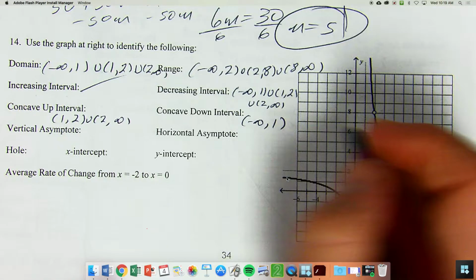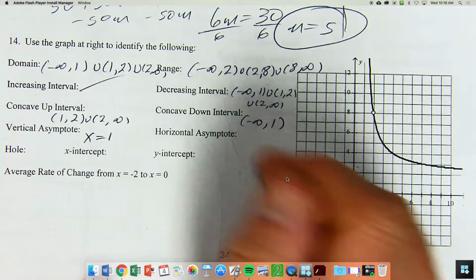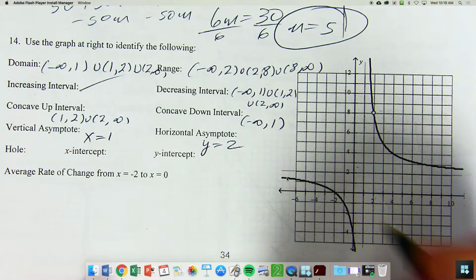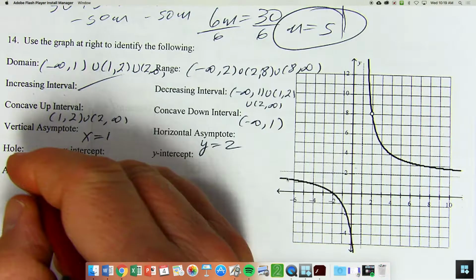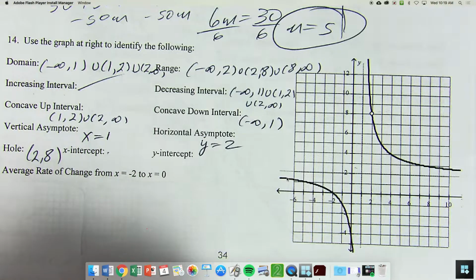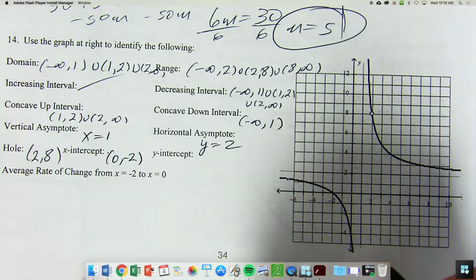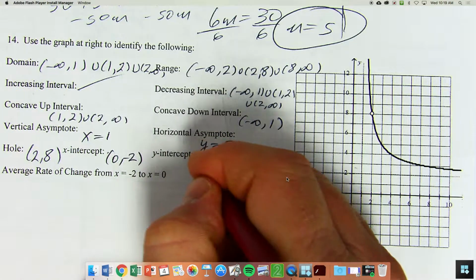Vertical asymptote, we already said, was at x equals 1. Horizontal asymptote, we already said, was y equals 2. And there is a hole at (2, 8). And there is an x-intercept at negative 2. And it looks like there is a y-intercept at negative 4.